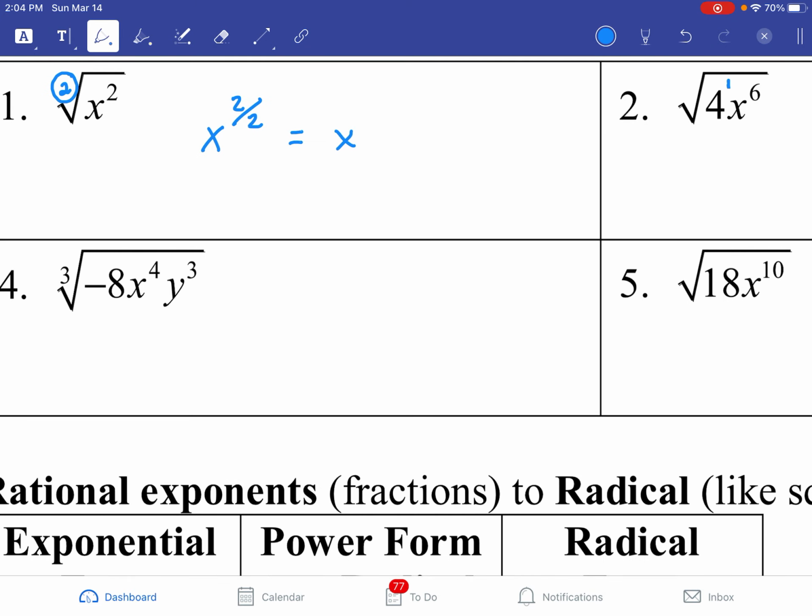Here, now this one's a little tricky because the -8 has to go together, and it has to be in parentheses. So you have -8 to the 1/3 power, x to the 4/3, and y to the 3 over 3.